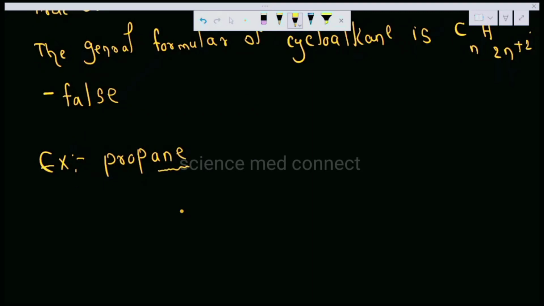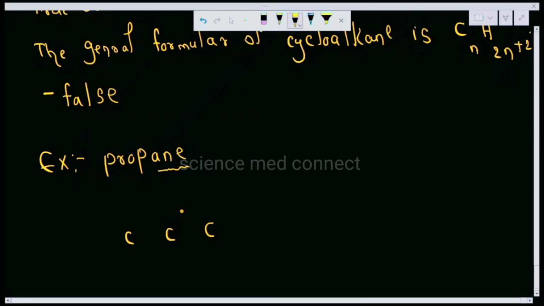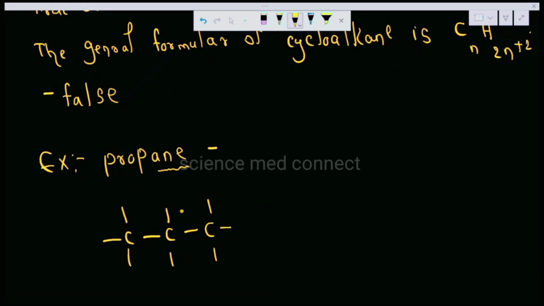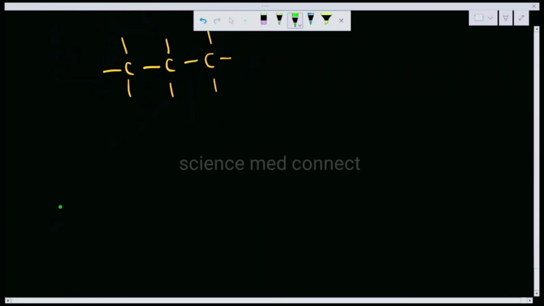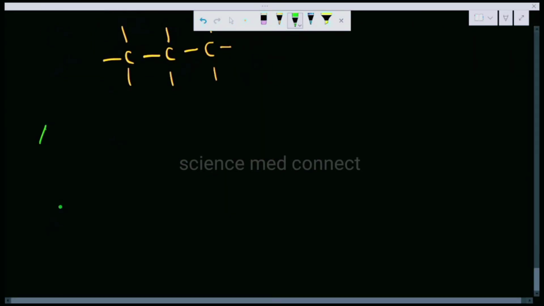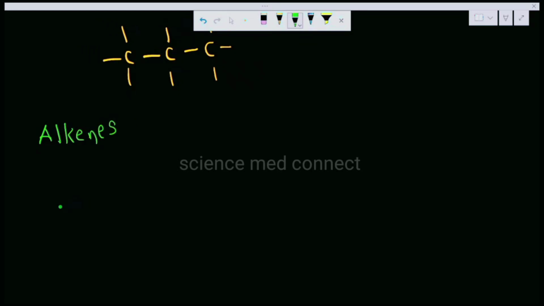So let's see an example for alkane, propane. You can see the "ane" suffix at the end. In this molecule you can see there are only single bonds between carbon atoms. So it's an alkane. Now move on to alkenes.